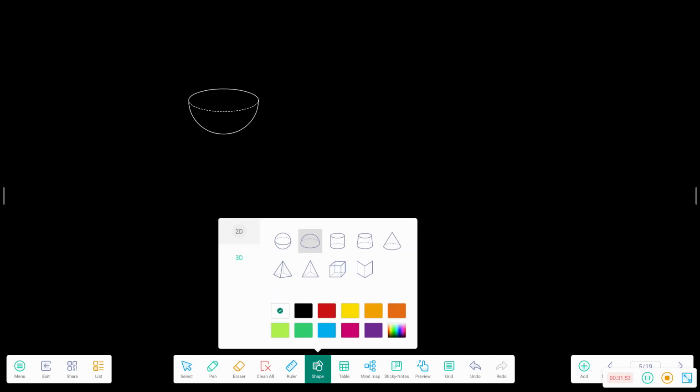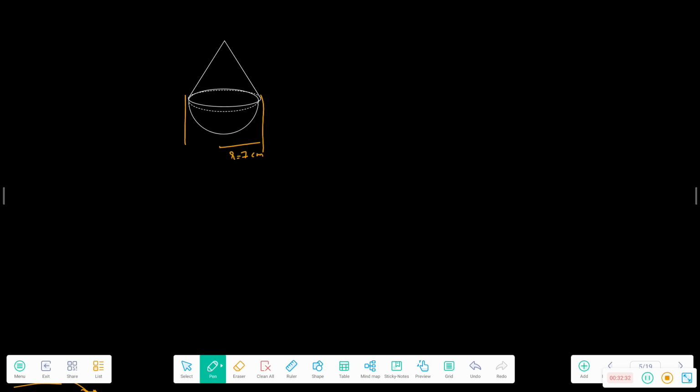by a cone. This is a regular picture that we have come across. So the diagram is like this, and what is given, the radius r is given as 7 centimeter.